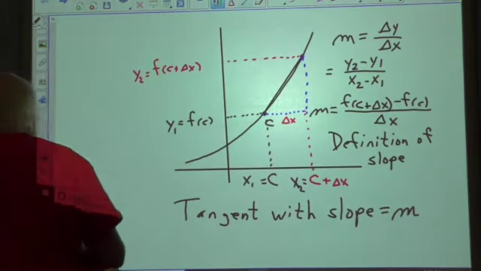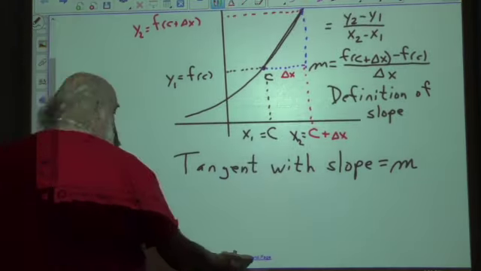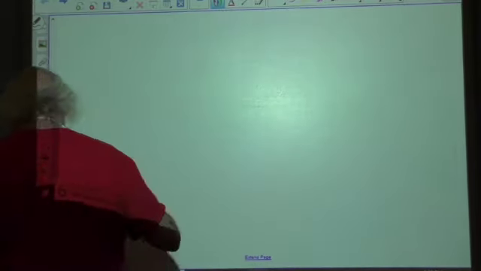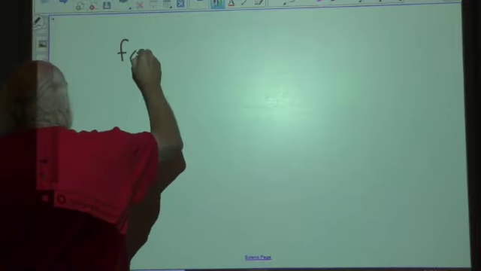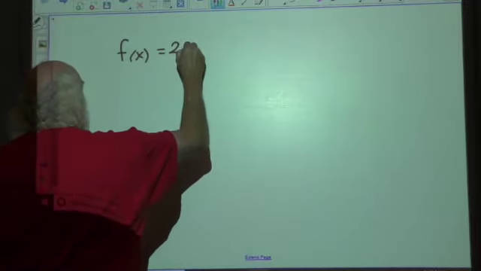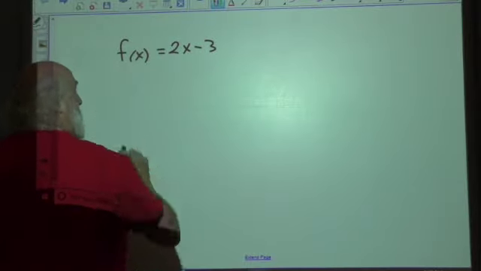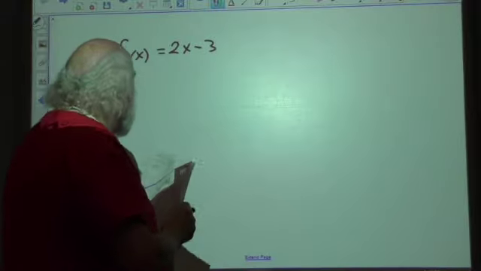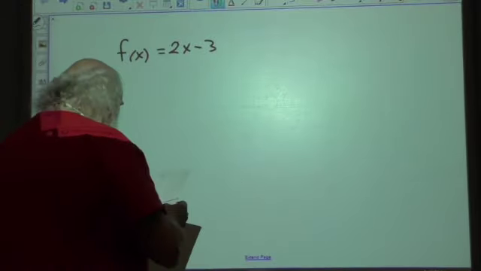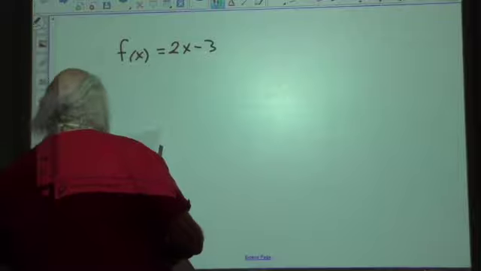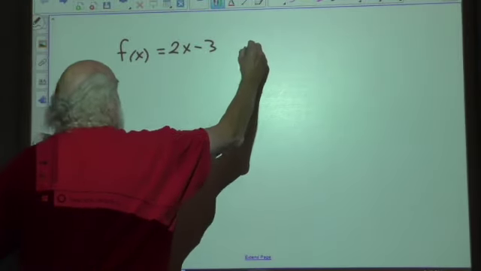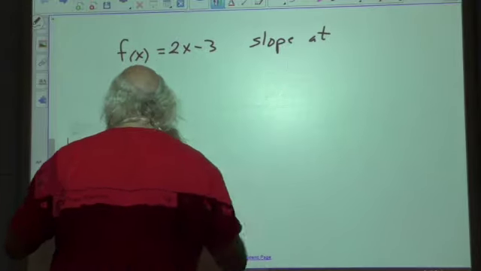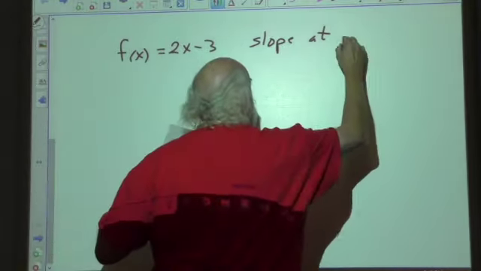Okay? So let's start with a very simple one. Let's start with a linear function, a straight line function. Let's say that the f of x is equal to 2x minus 3. And again, remember that is the y value. But we're not going to write that down. We're going to think it, but that is not going to be expressed on the board here. And we want to know what is the slope of this line at the point 2, 1.